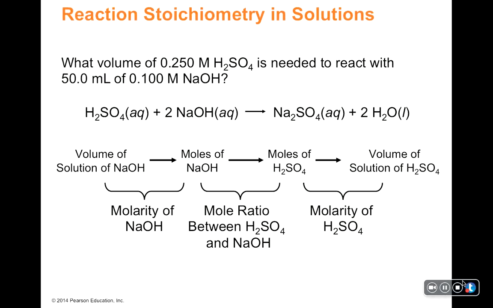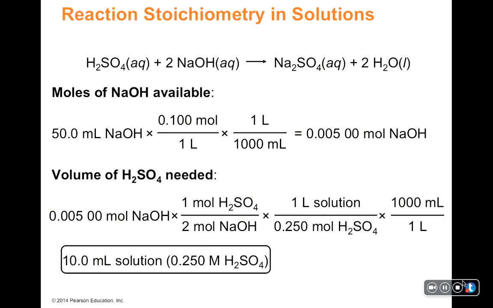And they actually didn't ask for the volume in milliliters in this particular problem, although it's given that. So you could have done this and reported it in liters. So you could have said it was 0.01 liters of that sulfuric acid. Depends on how the question is being asked.